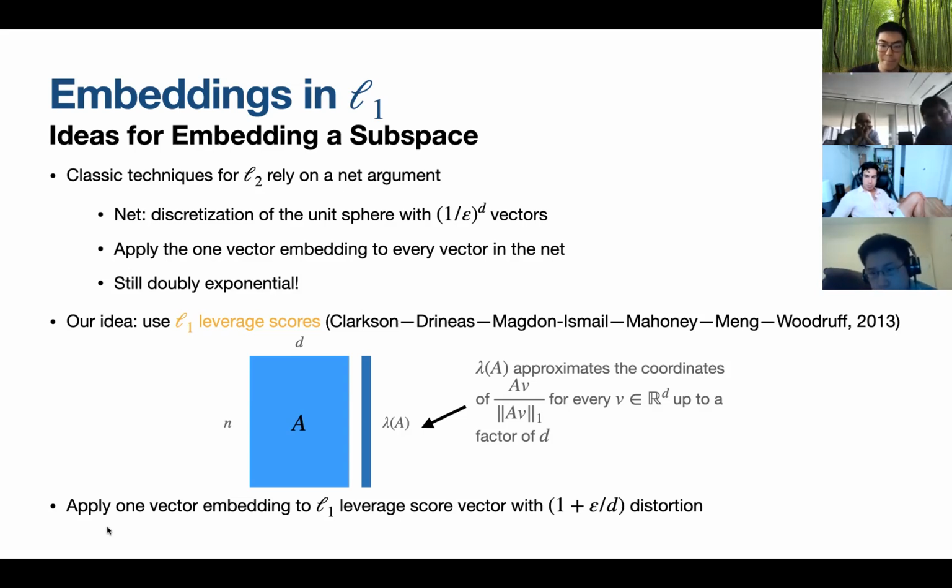So at this point, are we supposed to understand why just embedding the leverage score vector implies something for the subspace? No. This last line depends on a non-black box use of our one vector embedding, and I haven't even discussed that, so it'll be hard to understand. But this is just an overview of what we do for subspace embeddings.